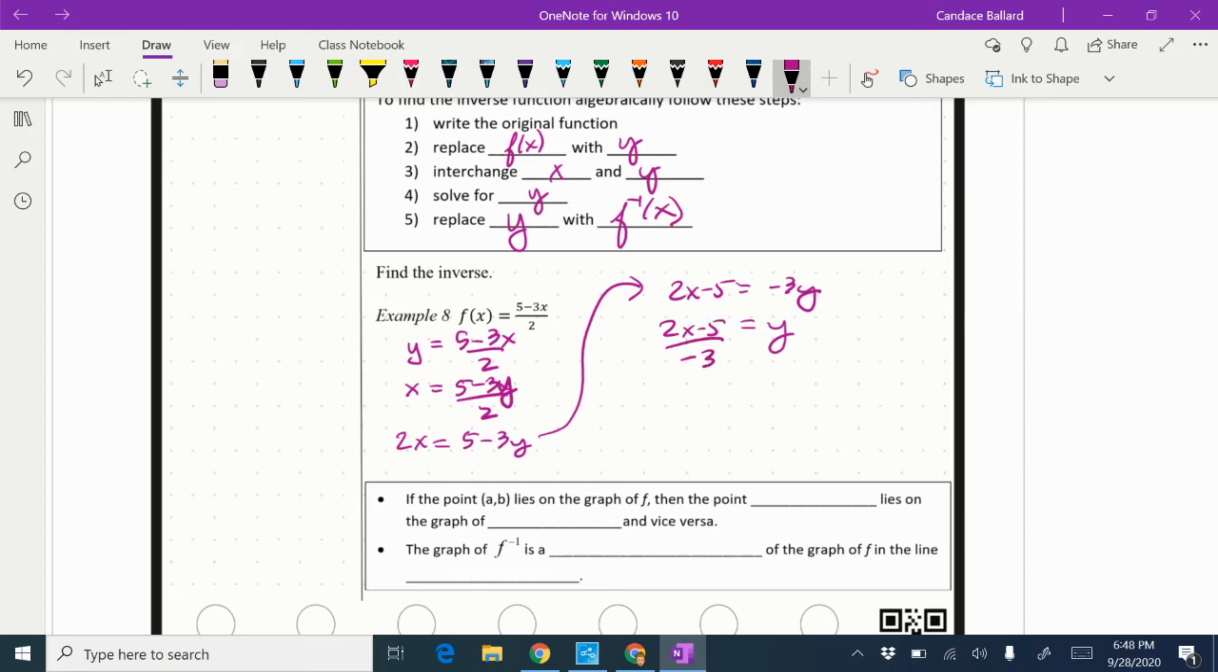Now we would probably switch the y to the other side, but at the same time I'm also going to switch it back to f inverse, because if I start in function notation, I do need to end in function notation as well.